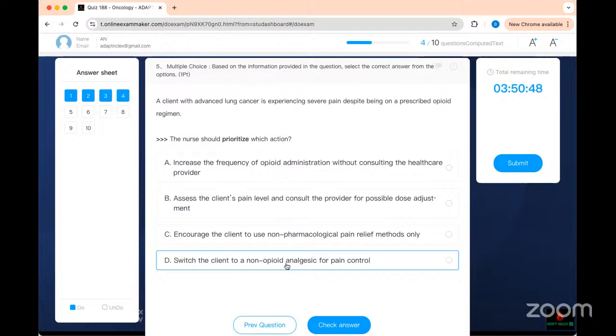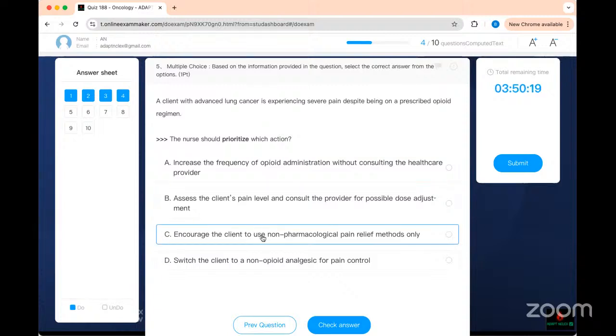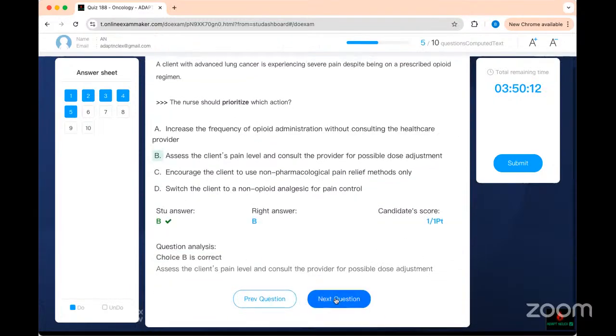Switch to non-opiate. The concept here is when you have cancer, you should not be limited in how much pain medication you give them. You make them comfortable as much as possible. Therefore, if they're getting long-acting medication and it's not working, it's your job to talk to the doctor. Increasing the frequency without talking to the doctor is not going to help. Encouraging them to use non-pharmacological means is not going to help. And switching to non-opiate, they are on opiate, therefore if you switch to non-opiate, it's going to make things worse. So B is the right answer.